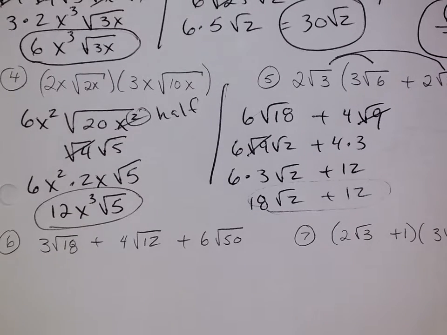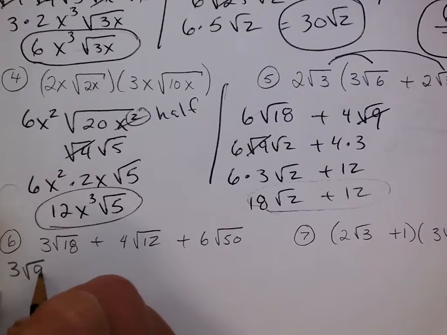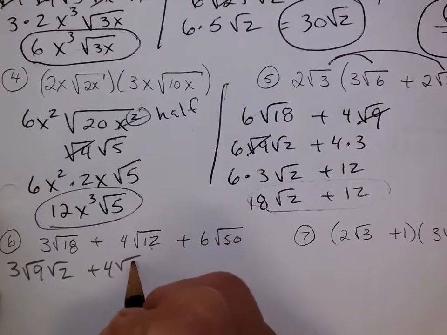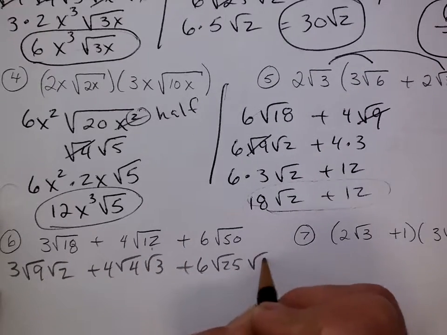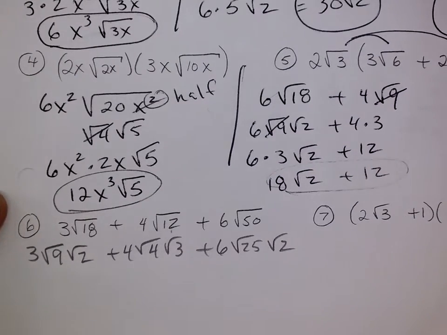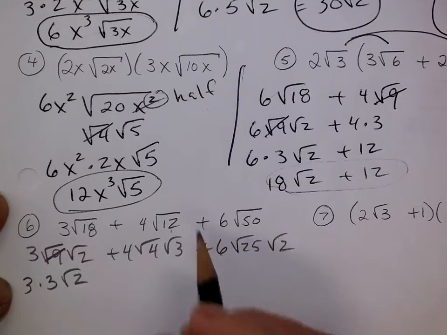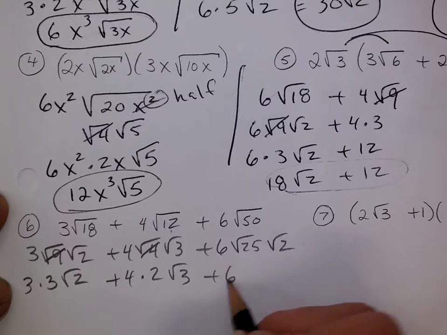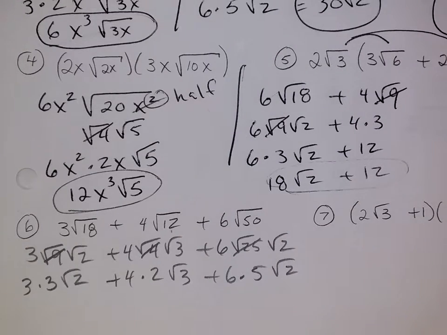All right, now, 6. I can only add them if they're the same. They're not. Let's break them up and see if we can get something to happen, okay? So 18, I'm going to change 18 into a 9 and a 2. The 12, I'm going to break up into a 4 and a 3. And the 50 will break up into the 25 and the 2, right? So I'm going to keep going. Square root of 9 is 3, right? Square root of 4 is 2. Square root of 25 is 5. Square root of 2.